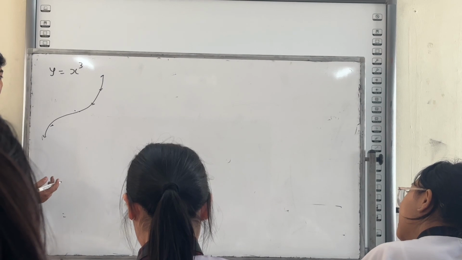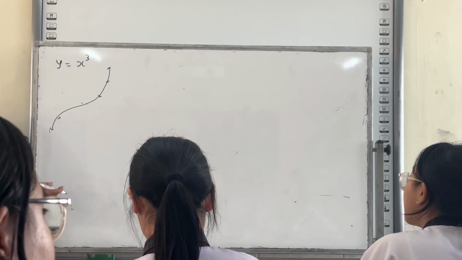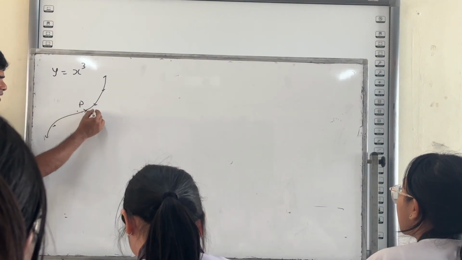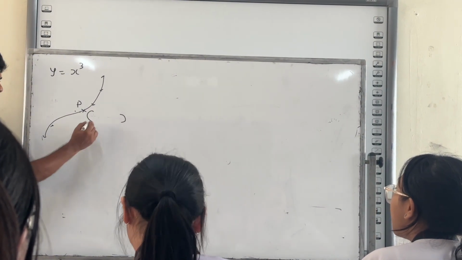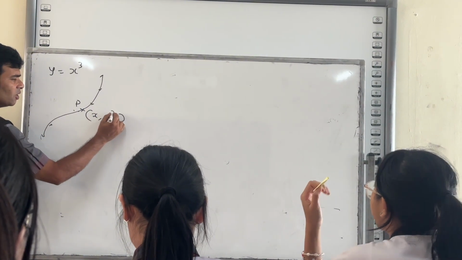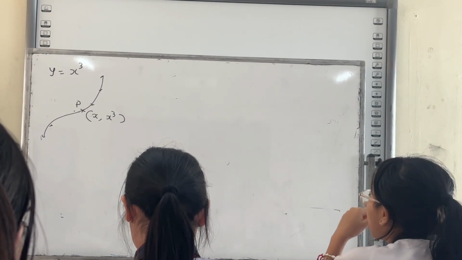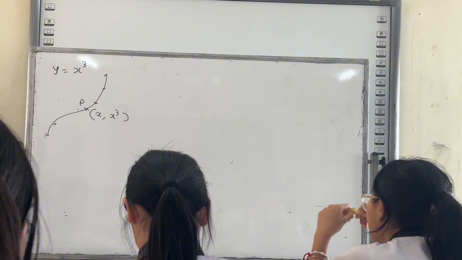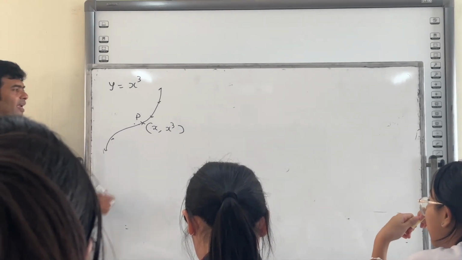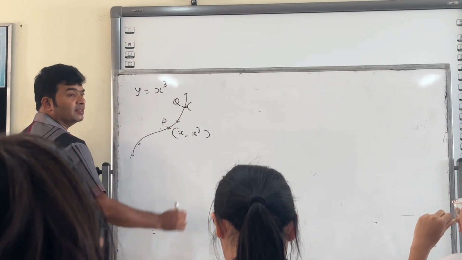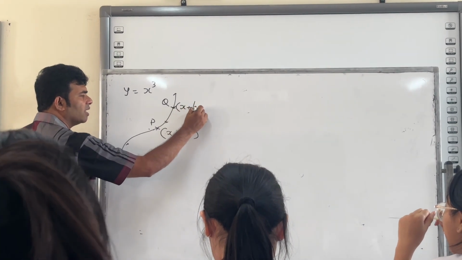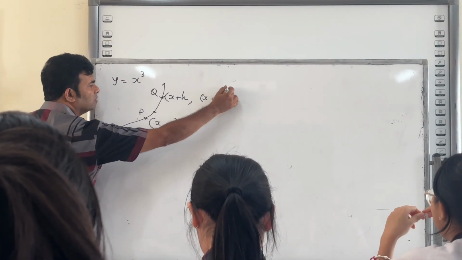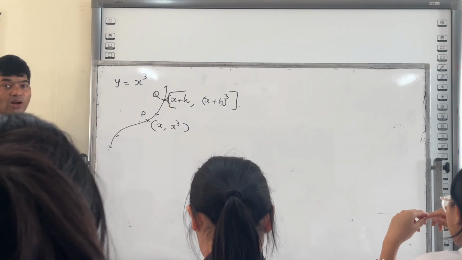Same as before. Take any point. Okay, that is P. What are the coordinates? x comma x cube. So you took a general point. What is the next thing to do? Take a nearby point. What is the nearby point? x plus h. And what will be the y coordinate? x plus h whole cube. Correct or not?